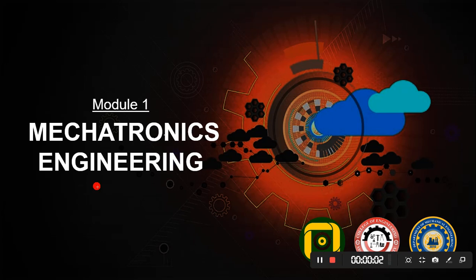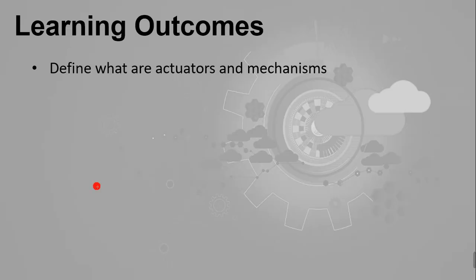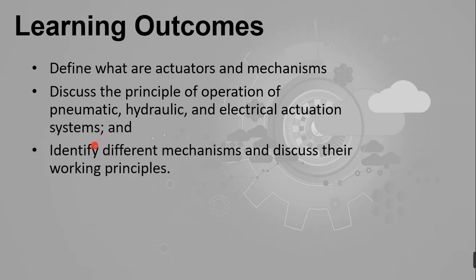Good day, class. We are still on Module 1, Mechatronics Engineering, pero naanata sa Lesson 4. That is all about actuators and mechanisms. By the end of this lesson, you will be able to define what actuators and mechanisms are, then discuss the principle of operation of pneumatic, hydraulic, and electrical actuation systems. So these are the types of actuation systems. And lastly, we'll be able to identify different mechanisms and discuss their working principles.